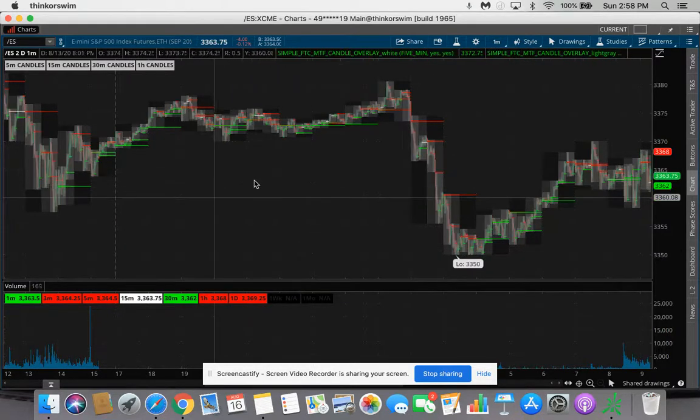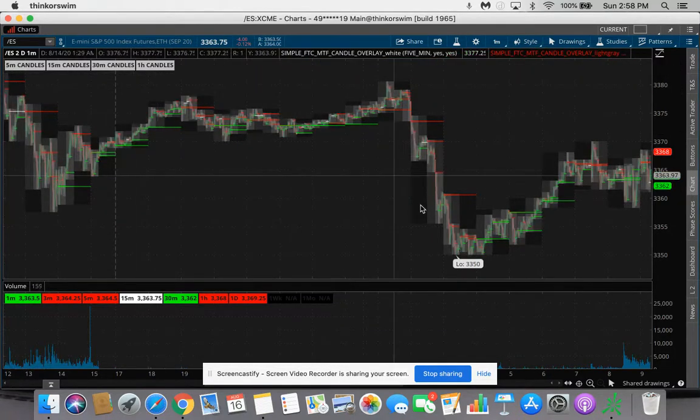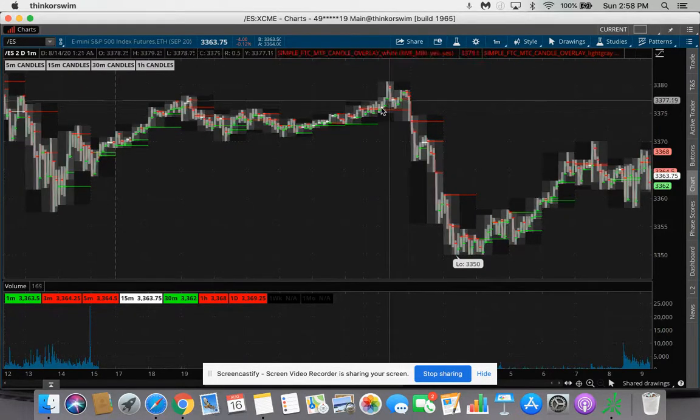I find that going from the lighter colors to the darker colors when you're going from a smaller to a higher time frame works best. I'll let you play around with it and choose what you want. But so you see the little small ones in there. Those, well, they just showed up a minute ago. Where are they? There we go.